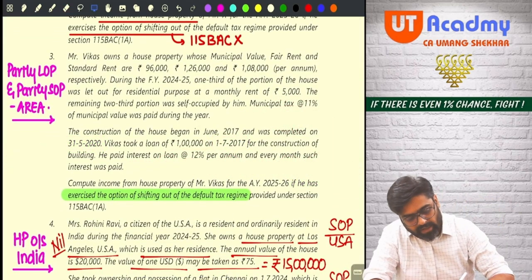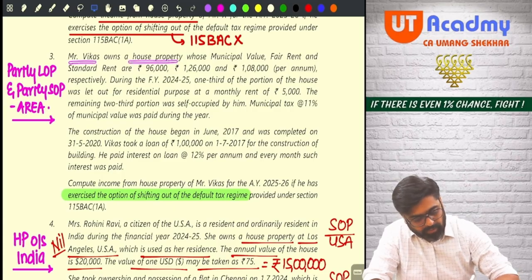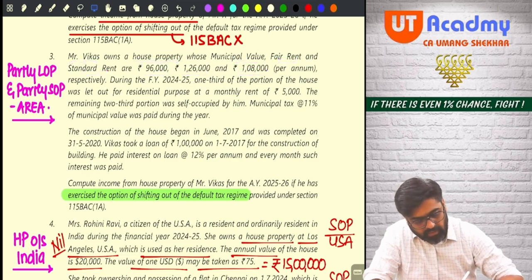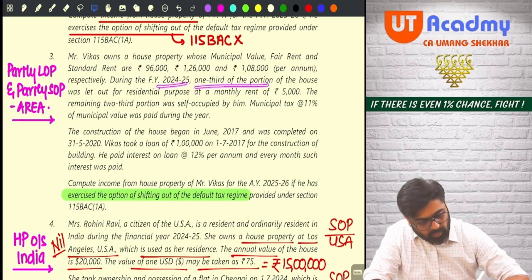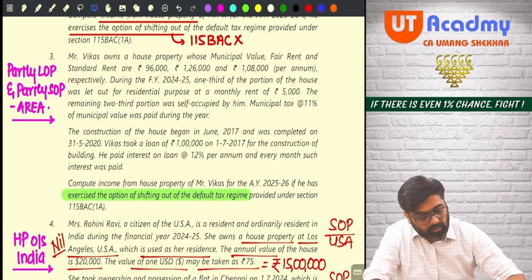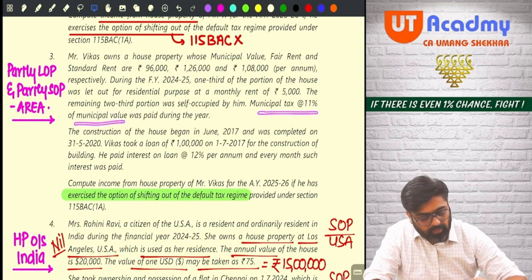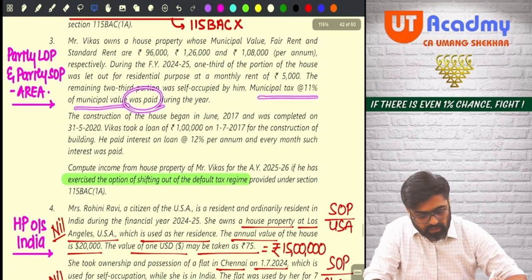Start. Mr. Vikas owns a house property whose municipal value, fair rent and standard rent are 96, 126 and 1,08,000 per annum respectively. During the financial year 24-25, one-third of the portion of the house was let out for residential purpose at a monthly rent of 5,000. The remaining two-third portion was self-occupied by him. Now, municipal taxes are given. 11% of the municipal value was paid during the year.